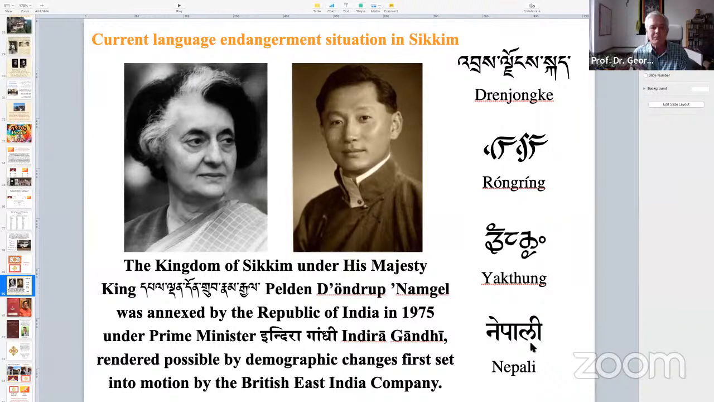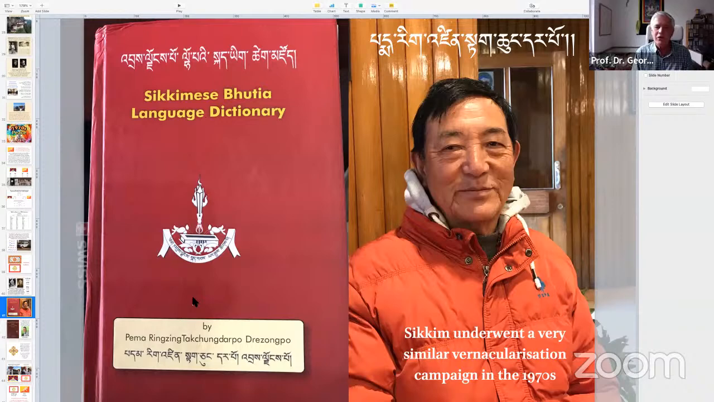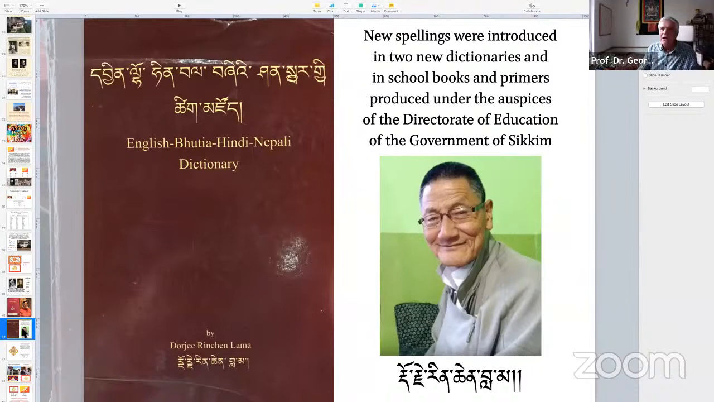And the 1970s was also a time of spelling change in Sikkim. This gentleman wrote this dictionary, and in it he introduces many new spellings. And these are the new spellings, but these are haphazard spellings because they're not systematic in any way, just as the spellings that were introduced in Bhutan. And at the same time, this gentleman introduced other spellings. So they also adapted school books and primers to these new spellings, but since the spellings were not the same between the two dictionaries, and neither of the authors were consistent with the spellings within each of their respective dictionaries, this led to a lot of added complexity for language learners.